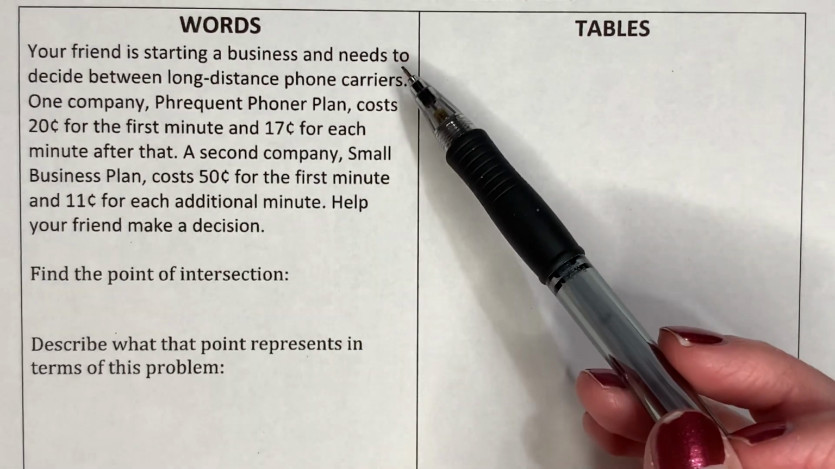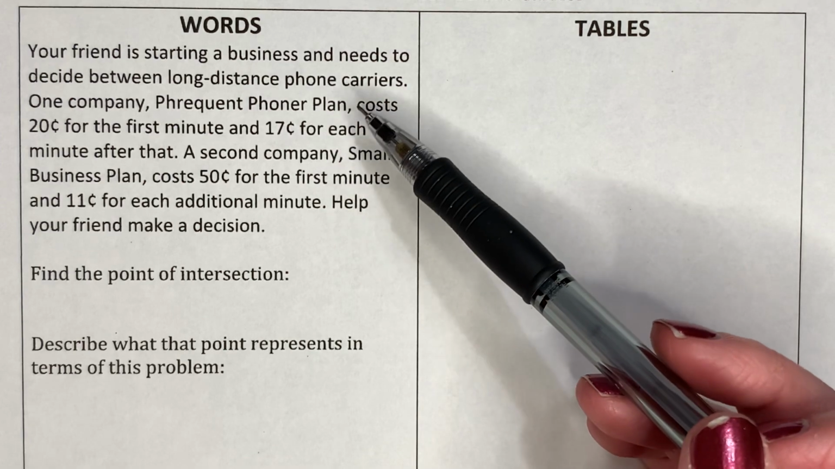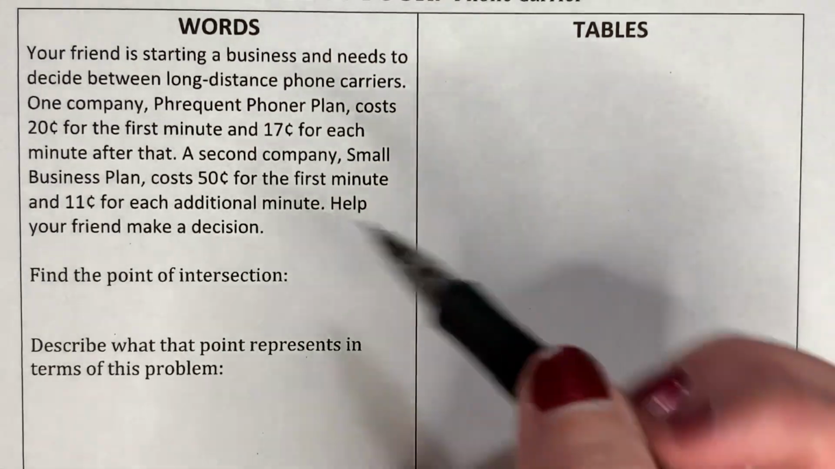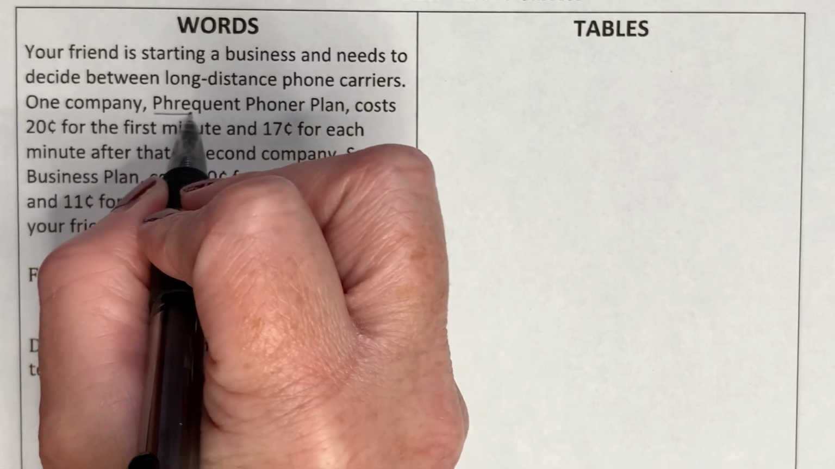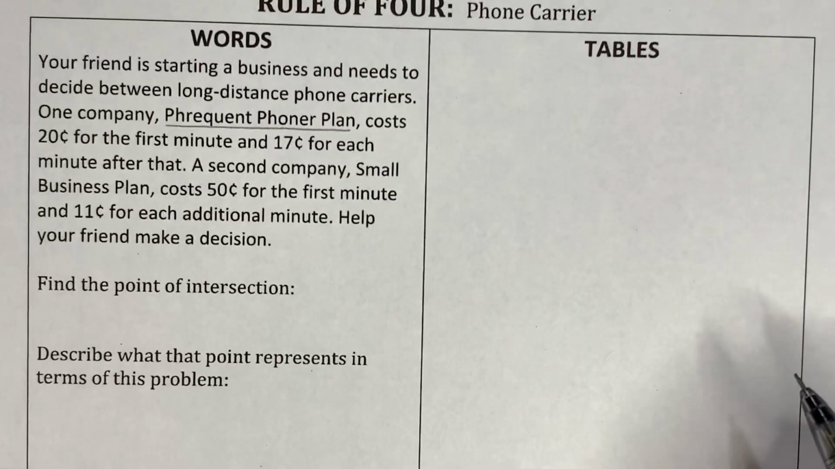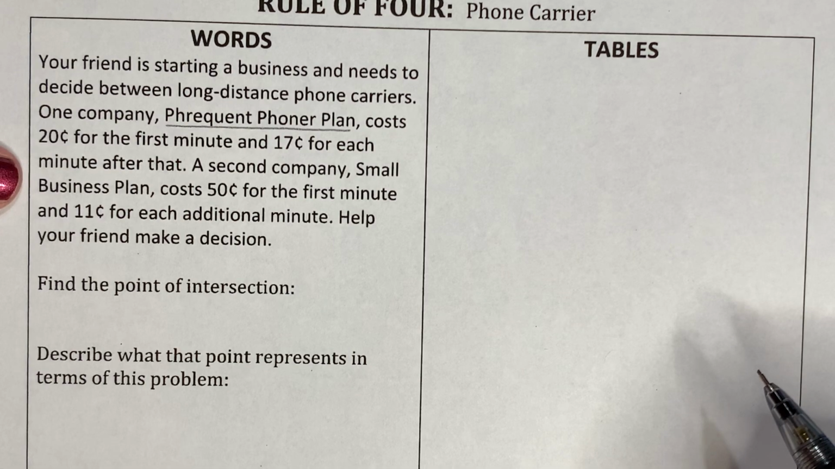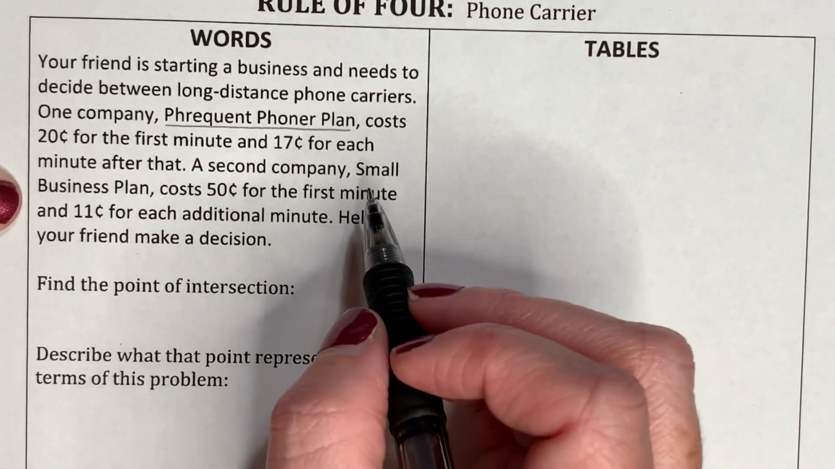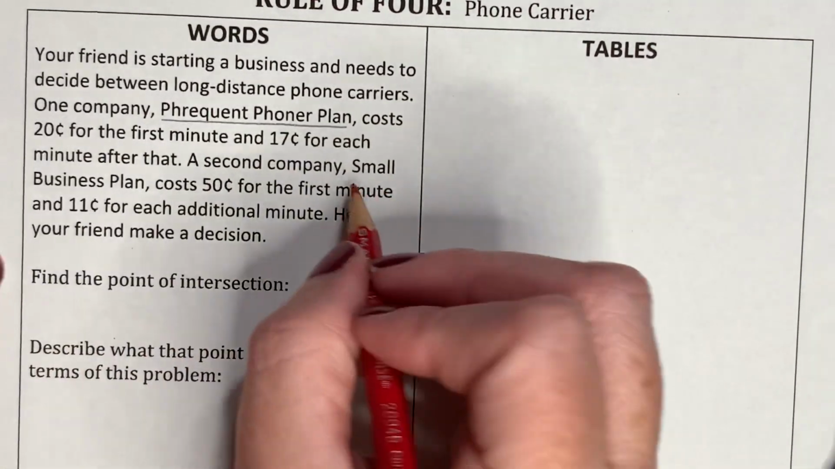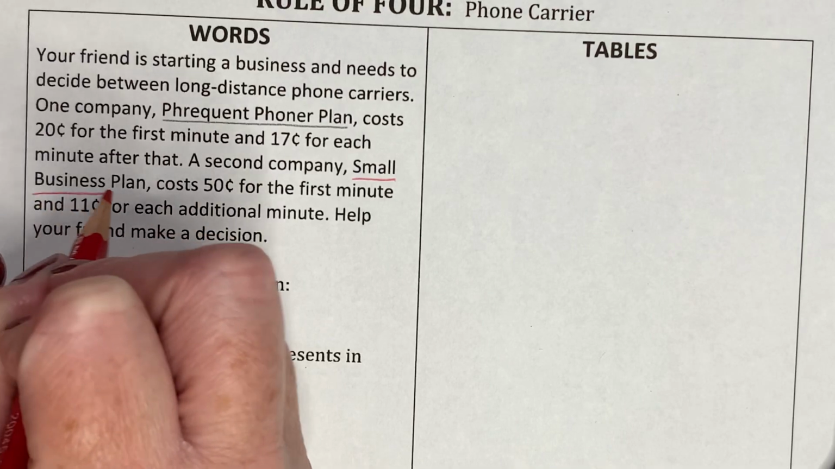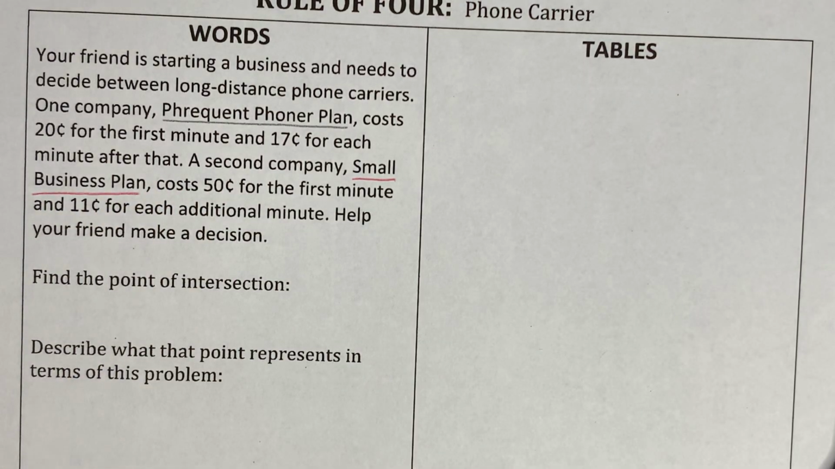So your friend is starting a business and needs to decide between long-distance phone carriers. One company, PPP, Frequent Phoner Plan, costs 20 cents for the first minute and 17 cents for each minute after that. A second company called Small Business Plan, we'll do theirs in red so it stands out like last time, costs 50 cents for the first minute and 11 cents for each additional minute. Help your friend make a decision. So we want to identify for our friend which is the better company to go with.